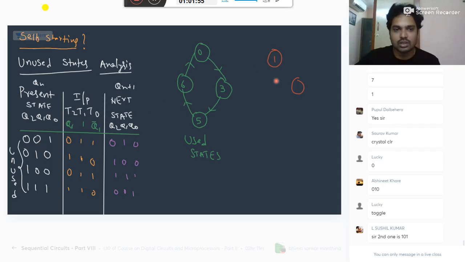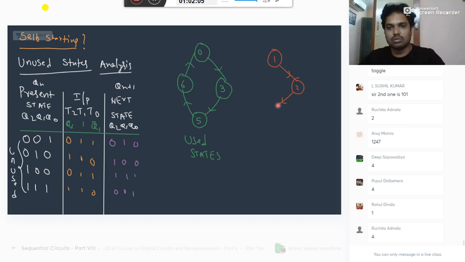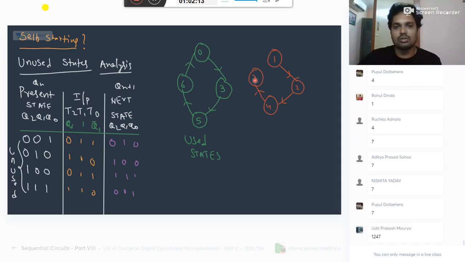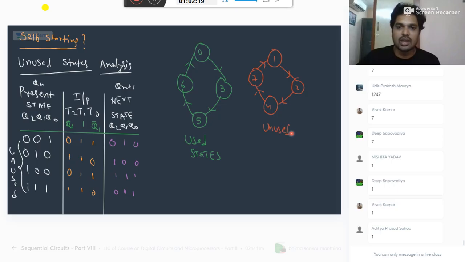The first unused state is 1. Then what is the next state of 1? 2. If 2 is there, what is the next state? 2's next state is 4. What is the 4's next state? 7. And 7's next state. So the unused states have made a loop.